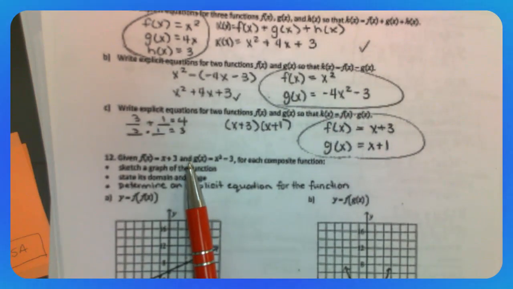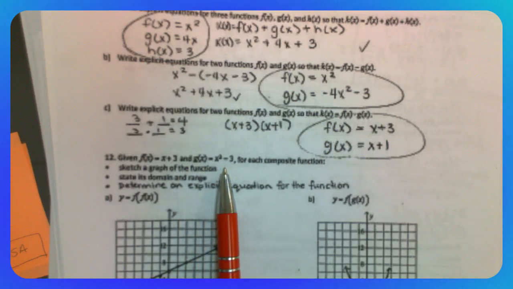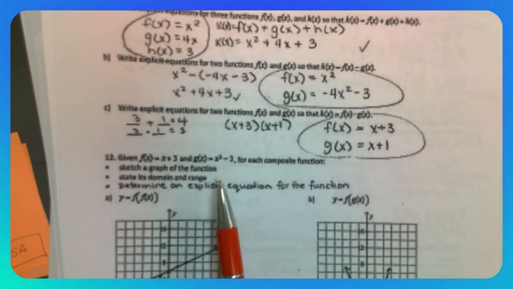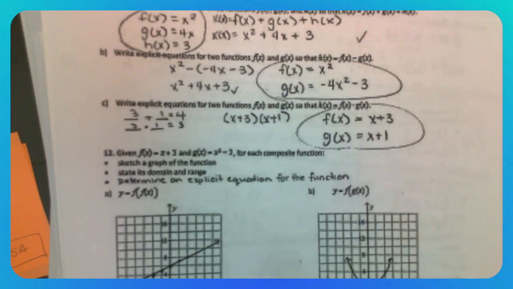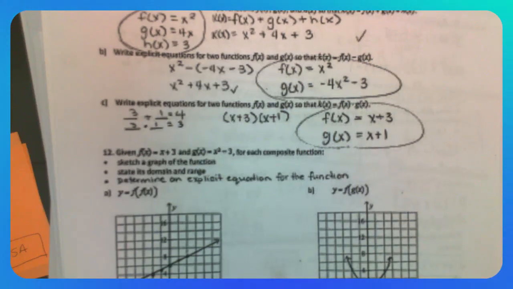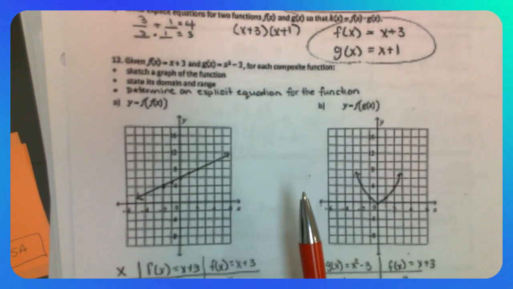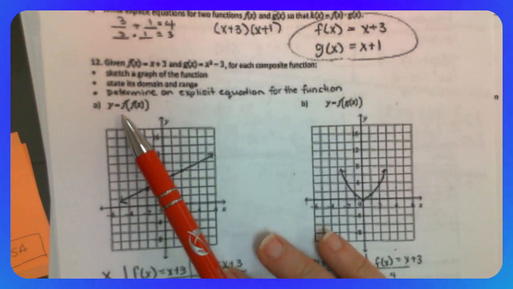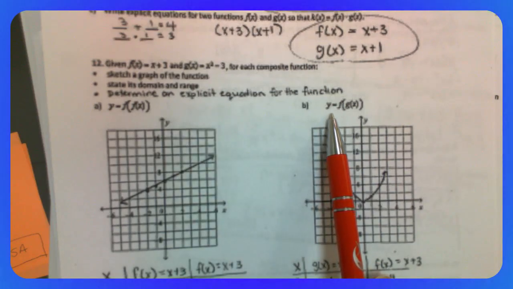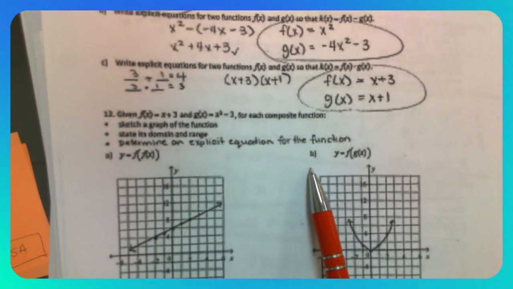All right, number 12, we're given f of x equals x plus 3 and g of x equals x squared minus 3. For each composite function, we want to sketch a graph of the function and state its domain and range. This is number 12. Not sure if you're seeing this or not. Okay, so we have A, f of x, and B is f of g of x.